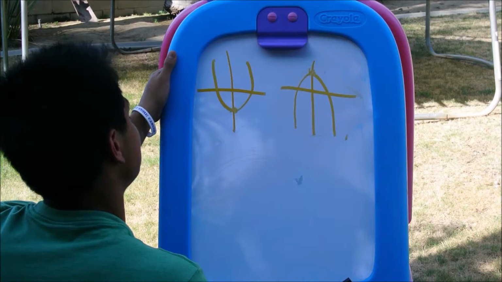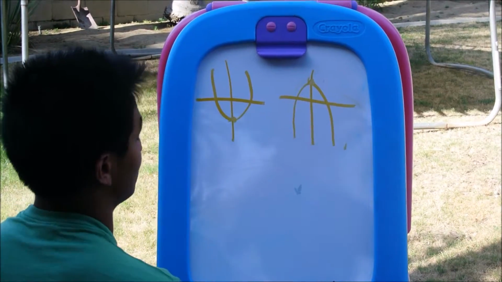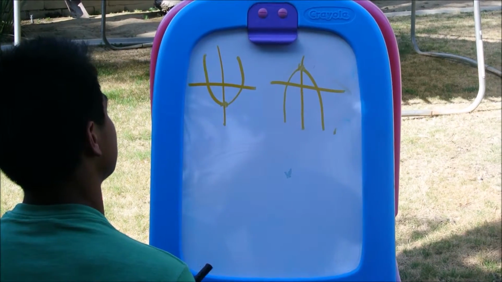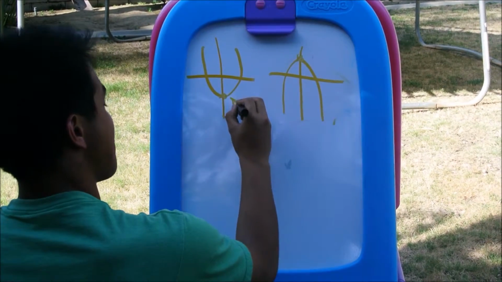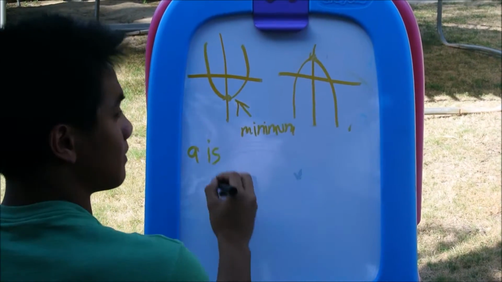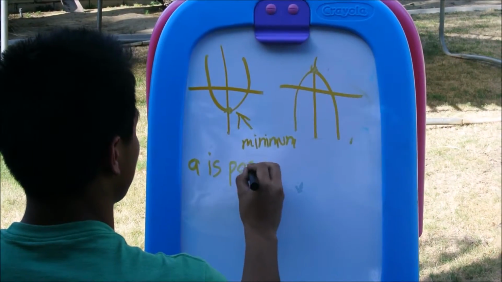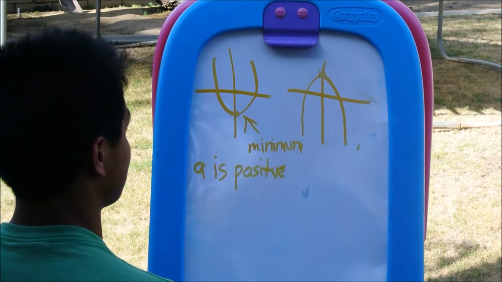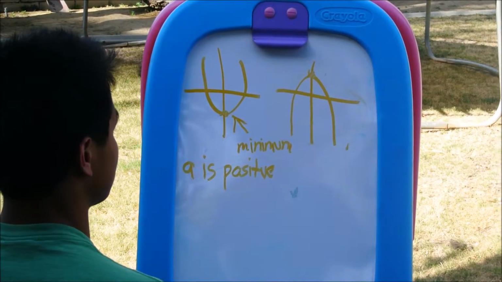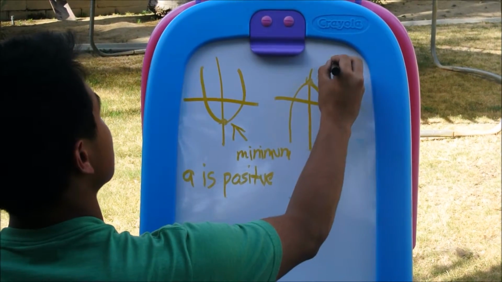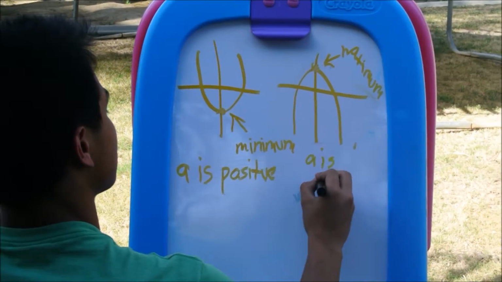Minimum and maximum values. For y equals ax squared plus bx plus c, the vertex's y-coordinate is the minimum value of the function if a is greater than 0. For y equals ax squared plus bx plus c, the vertex's y-coordinate is the maximum value if a is less than 0. A is negative.